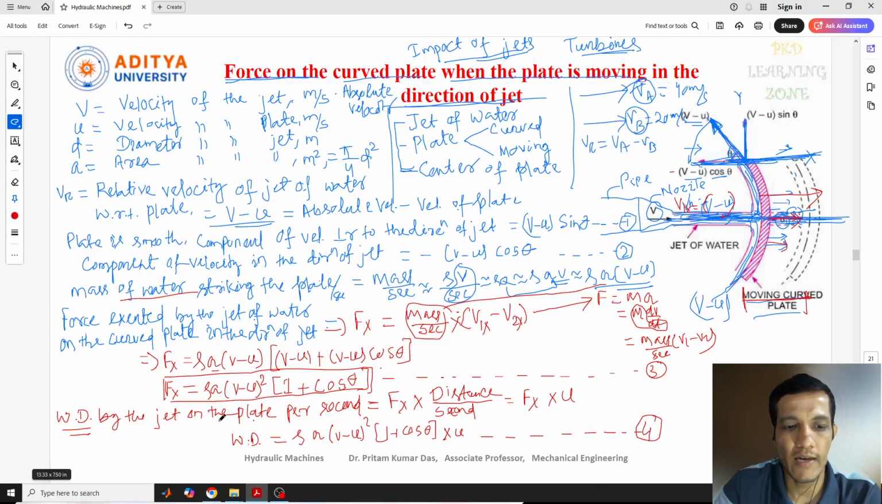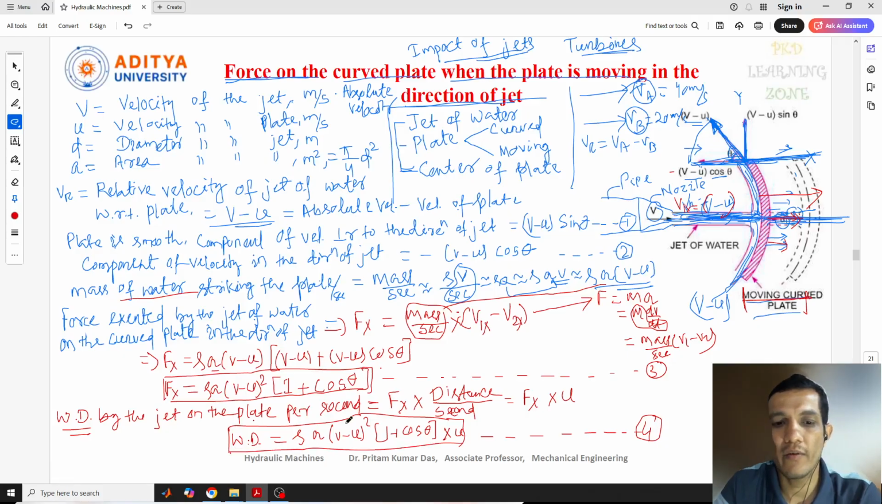Similarly, from here we can also calculate the power and efficiency. Once you calculate the work done, power can be calculated by dividing by 1000 to get kilowatts. Efficiency equals the output of the jet over the input to the jet. The output is the work done, and the input is taken as the kinetic energy given to the jet. I hope you understand this derivation of the force exerted by the jet of water on the curved plate when the plate is moving in the direction of the jet.